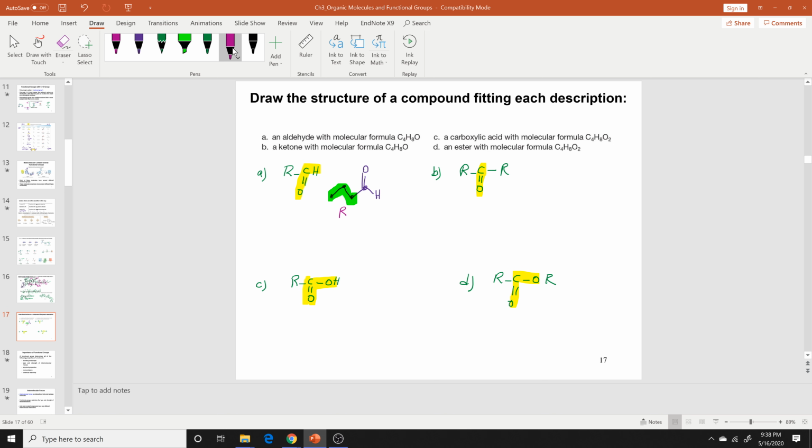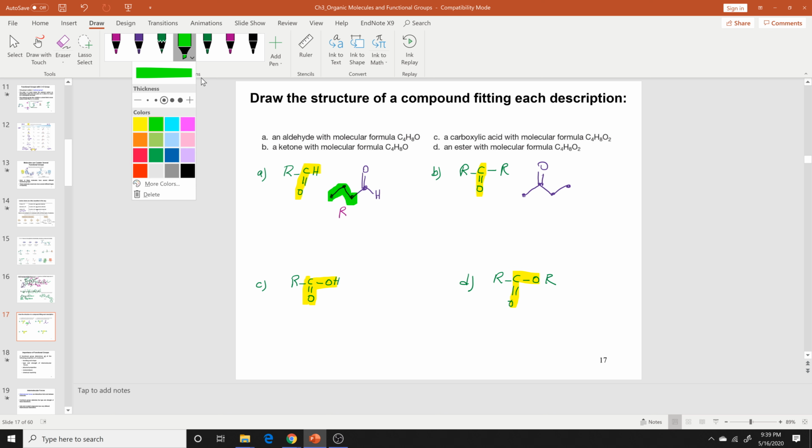For the ketone, same molecular formula, I still need 4 carbons. Here you go. Now I need the carbonyl. The carbonyl can either be here or it can be here. It really doesn't matter because both structures will be the same. So I'm going to put the carbonyl over there. This is my first R. This is my second R. So you have 2 R's over here, and then you have the carbonyl in the middle.